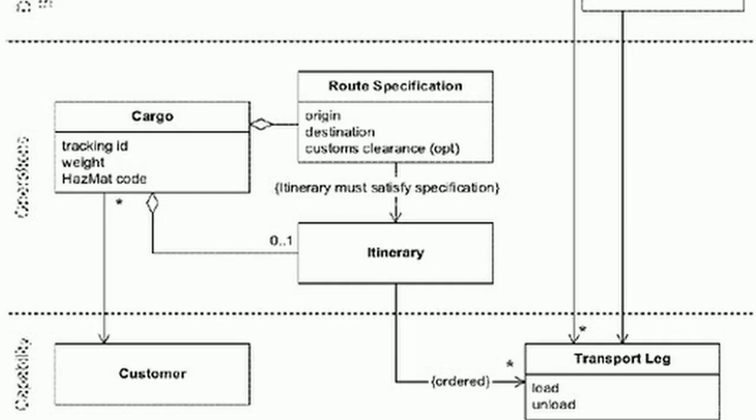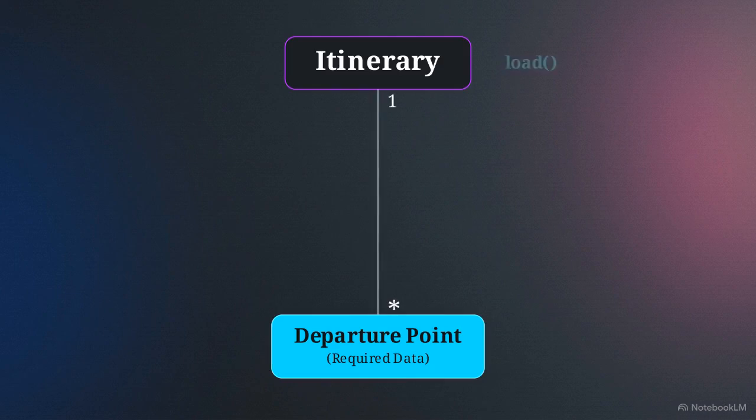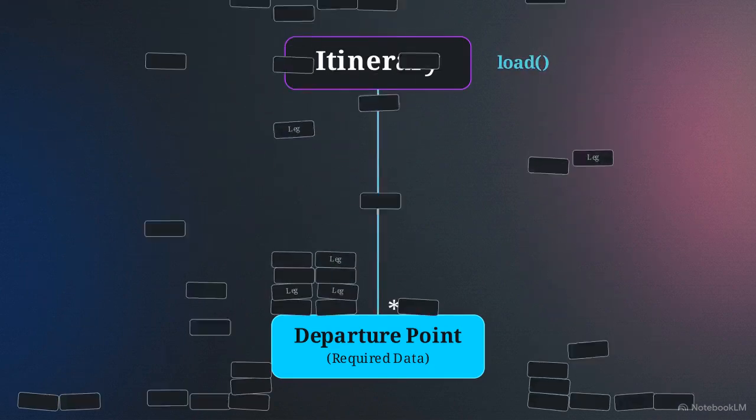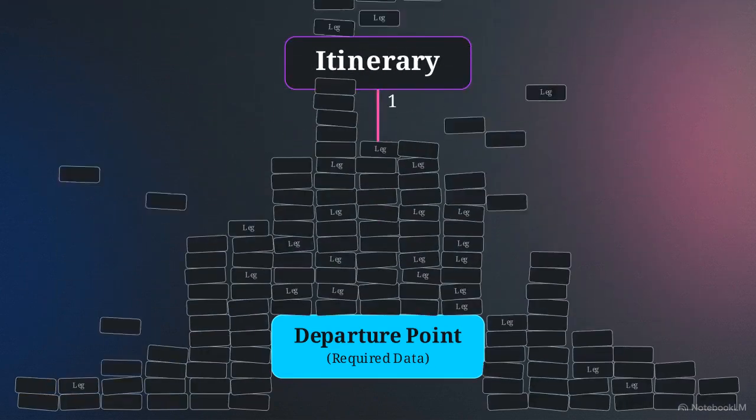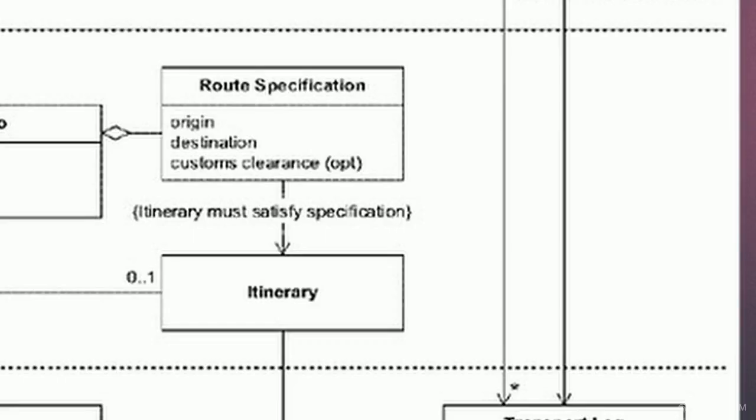Take a look at this logistics model. We have an itinerary that contains a vast, ordered list of transport legs. If we leave this as a simple one-to-many association, our application has to load the entire history of a shipment's transport legs just to find a single departure point. That is a massive drain.